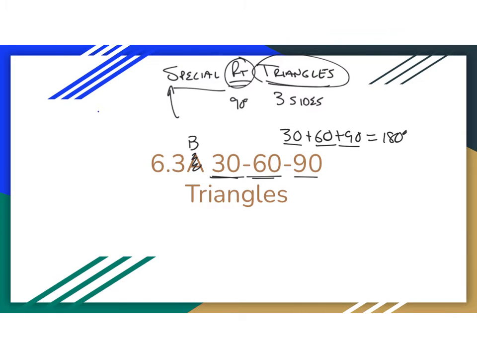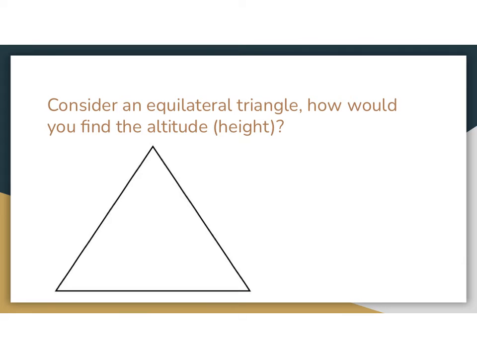And this is similar. So consider an equilateral triangle. So equilateral, all three sides equal. How could you find this height? Okay, so for an equilateral triangle, every angle is 60. And when I draw this altitude, I split this into 30 and 30. And what I end up doing is creating right triangles right there.